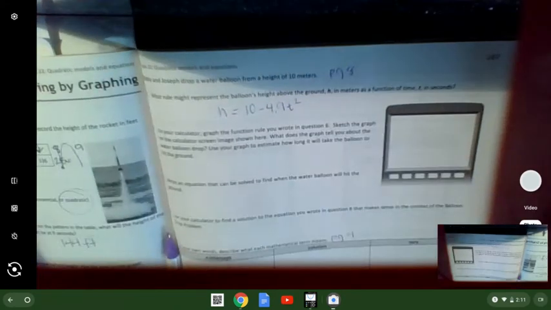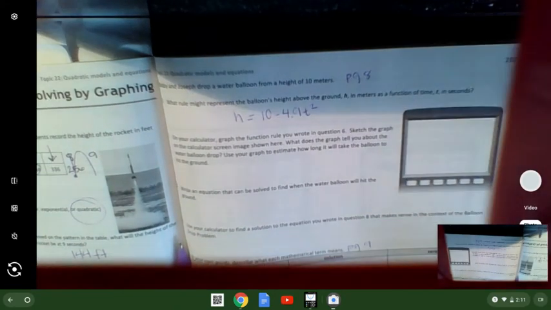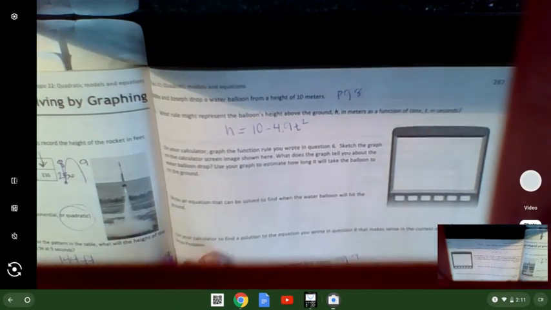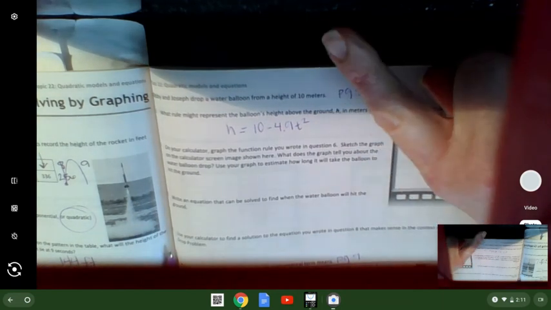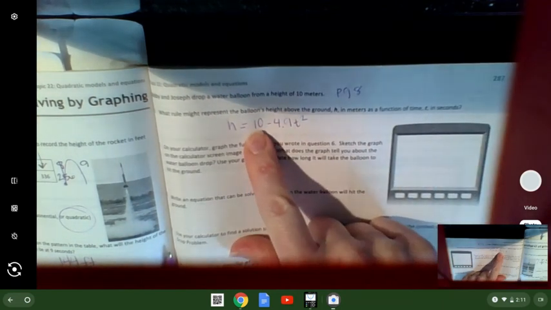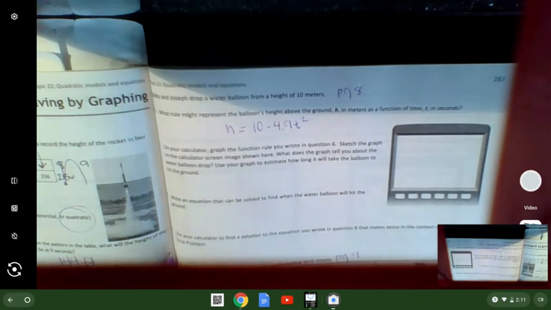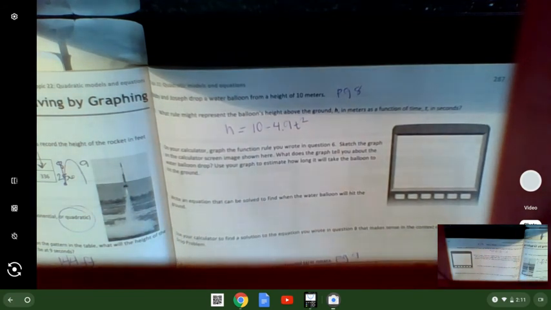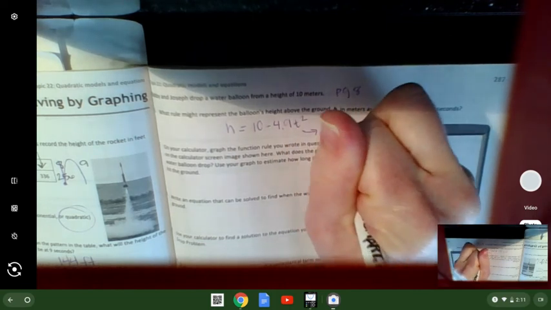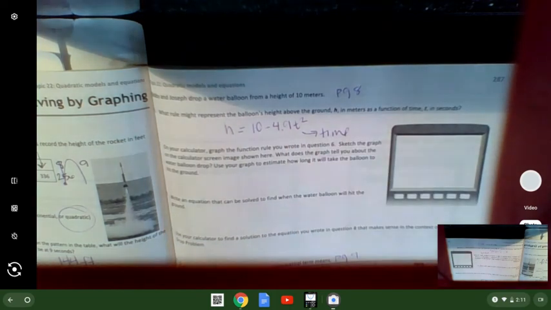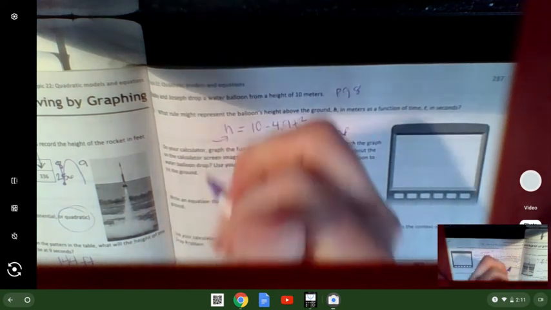Well, I actually am giving you already the equation for Bobby and Joseph's water balloon being dropped. I want you to write this down: h = 10 minus 4.9 t squared. So what do you think that t stands for? Well, t is going to be time. How long was that water balloon in the air? And h is going to be height.